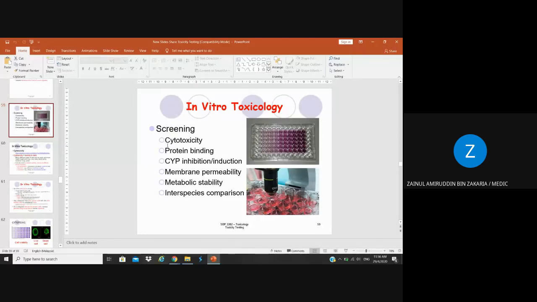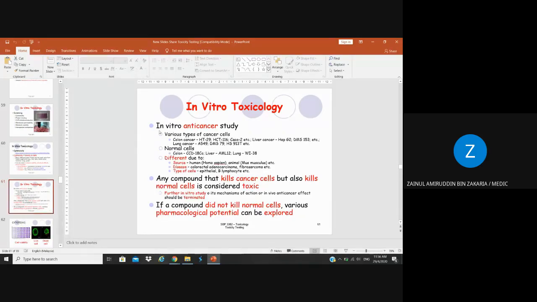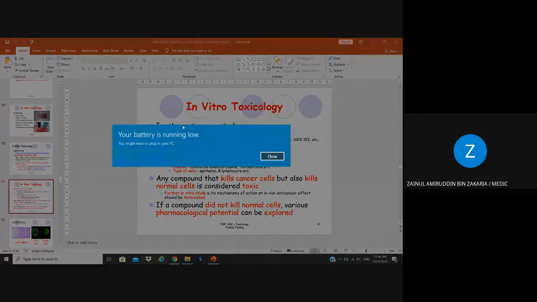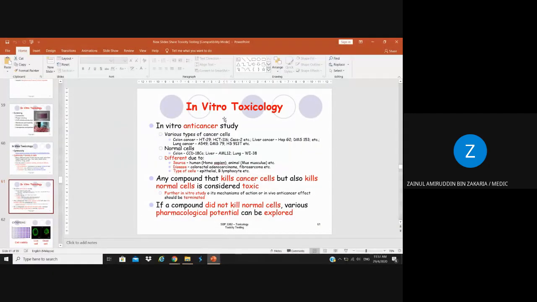Okay, cytotoxicity in vitro toxicology is used to screen for cytotoxicity, meaning whether a compound can cause toxic effect on the cell. Let me give you one example. For example, in anti-cancer study, what type of cancer are you trying to study? Your supervisor will give you what type of cancer they want to study, what type of extract or compound substance they are trying to study. They want to prove the substance has anti-cancer activity on which type of cancer.